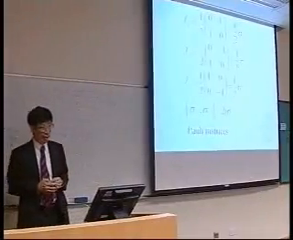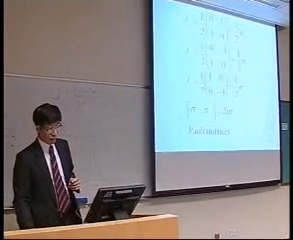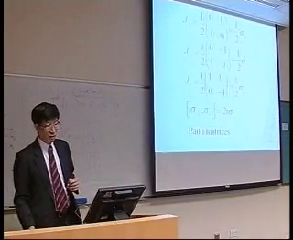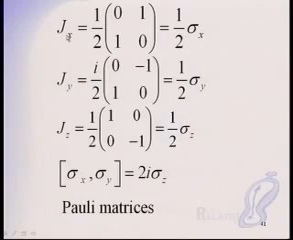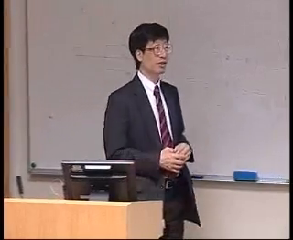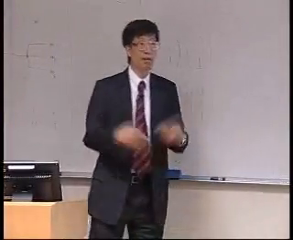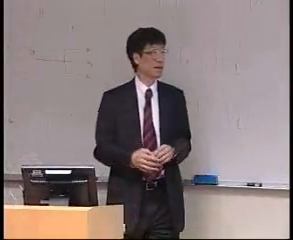By the way, just to give you the conventional statement, all the J's typically are written as 1/2 sigmas. Sigma is just that square matrix without the half, and the sigmas satisfy these commutation relations. The commutator of 2 sigmas is twice the other sigma. And the sigmas are called Pauli matrices. That's just a matter of convention. Pauli started off without the factor of 2, that's all.